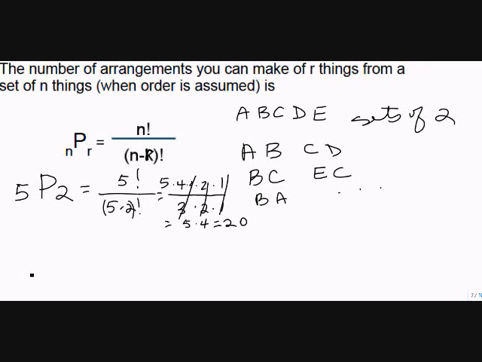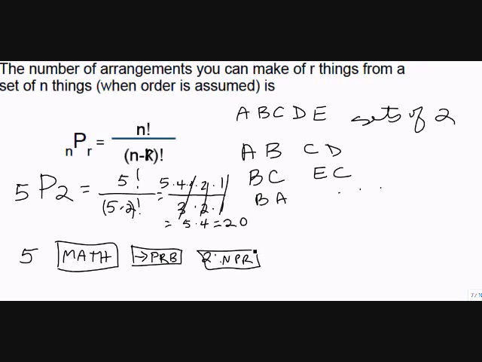In your calculator, to get 5P2, you hit 5, you hit the math key, you go over to probability, and what number is nPr? 2. And then you hit the 2. And then you'll hit enter, and it should give you 20.